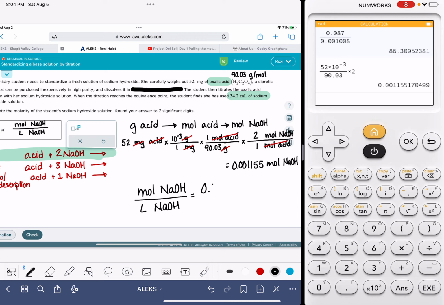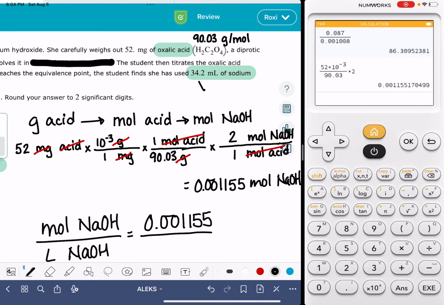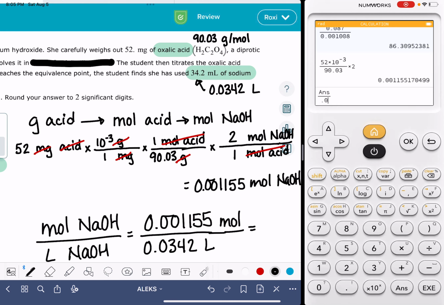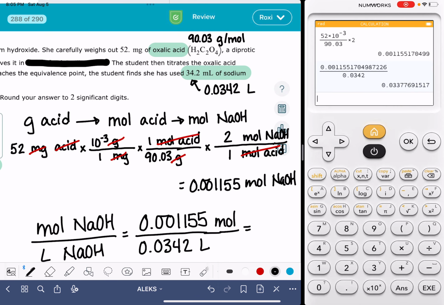I just calculated my moles of NaOH, which is 0.001155. And I need to divide that by my volume, 34.2 milliliters, which is the same thing as 0.0342 liters. 0.0342 liters, put the mole unit up on top, and that's giving me a molarity of 0.034 when I round to 2 sig figs.